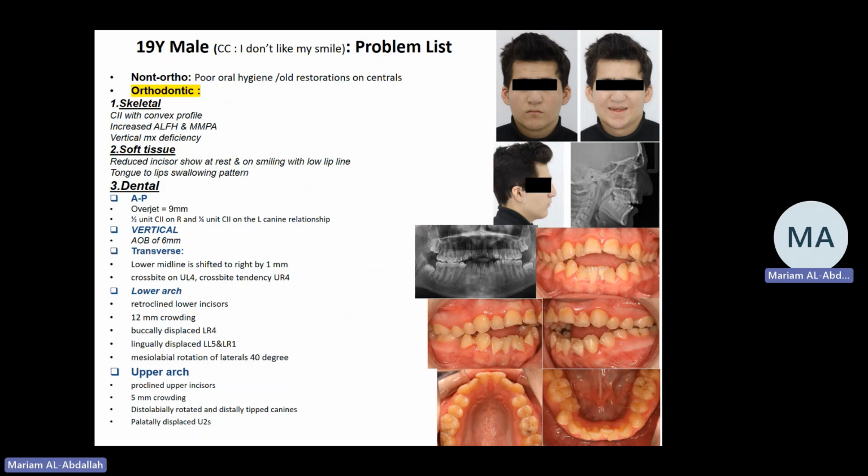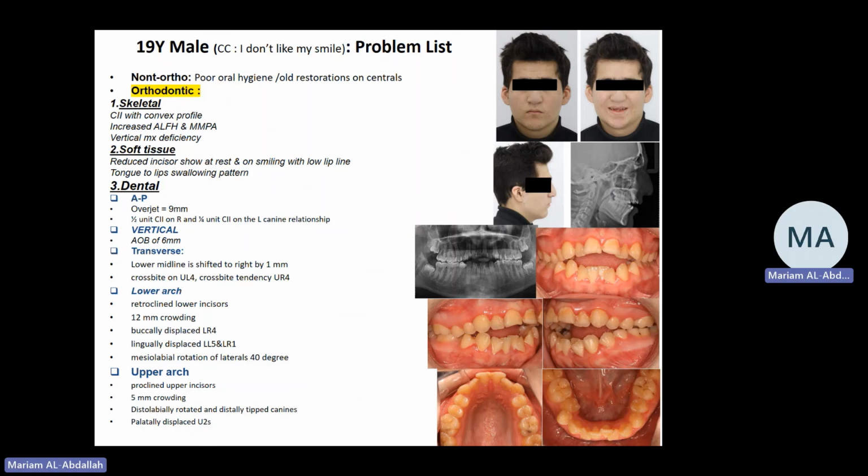Dentally, in the anterior posterior dimension, the patient is presented with a class 2 division 1 with 9 millimeter overjet. This is huge. 9 millimeter overjet. And the canine relationship is half unit on the right and quarter unit on the left. The molars are class 1, so we don't need to mention this in the anterior posterior dimension.